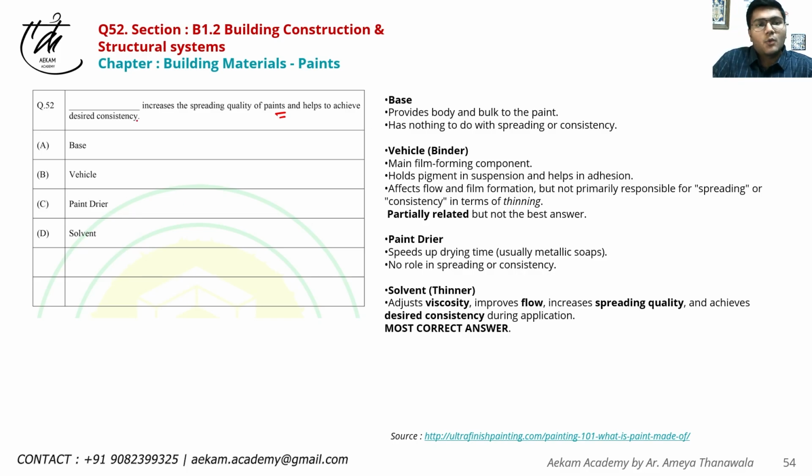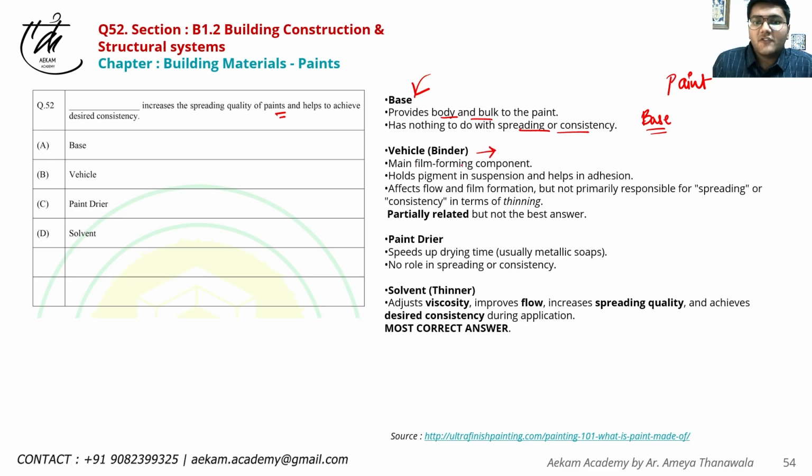So what are the components essentially that help in making the final paint? What is the role of base in that paint? Base provides a body and bulk to the paint. So basically it is a metal oxide which is your base of the paint. So it has nothing to do with spreading or consistency, as it is the bulk or the forming constituent of the paint. Your vehicle is your binder.